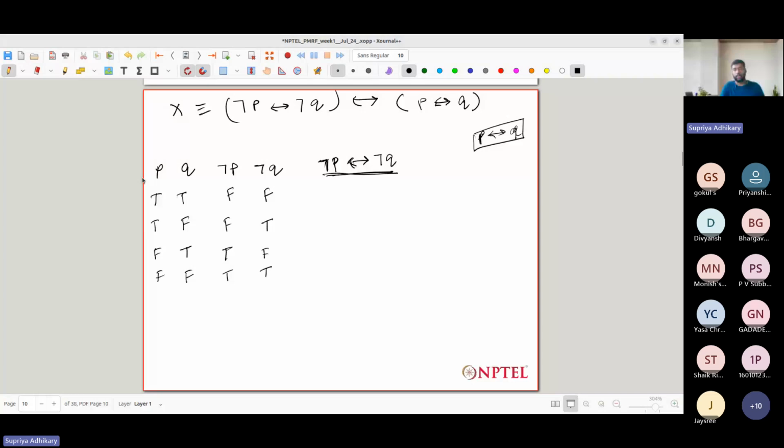So that means if both P and Q have the truth assignment T and T, then we can say that this is true. On the other hand, if they both have the value false and false, then we can also say that this proposition is true. But if they have true, false or false, true, then for both of these cases, this will have the value of false.